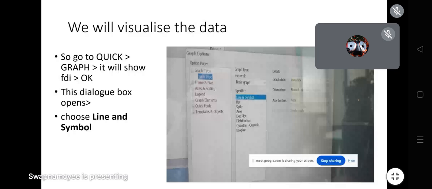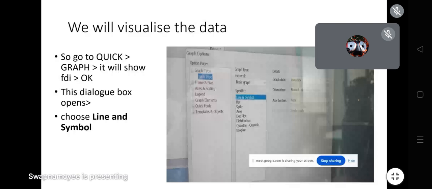You see this dialog box will open. Under graph, you will use the line and symbol option to see if our data is non-stationary or not. You see here, this is the plot of the FER data we have brought. It is non-stationary because you can see there is a trend here. It's going up. So this is clearly non-stationary data. This is a graphical visualization.